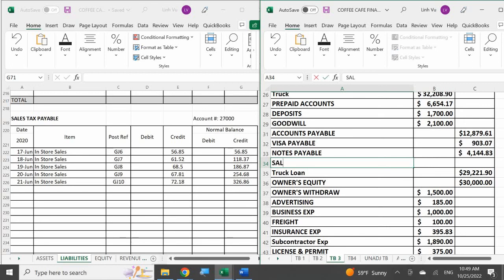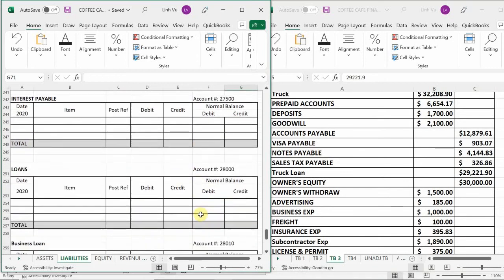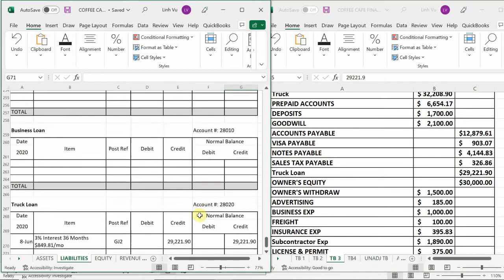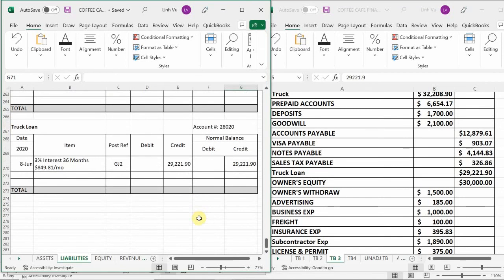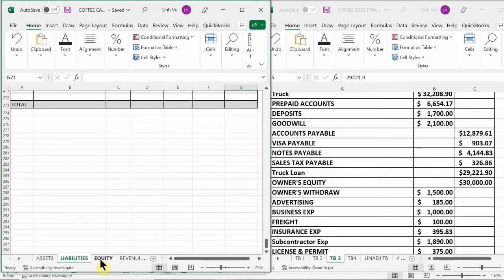So sales tax payable. Okay. How much sales tax payable have I accumulated so far? 326.86. Good. No interest payable yet. Loans, no business loan, but we still have our truck loan. Still the same, 22,190. Good. Yes. All right. So that's the end of my liabilities.